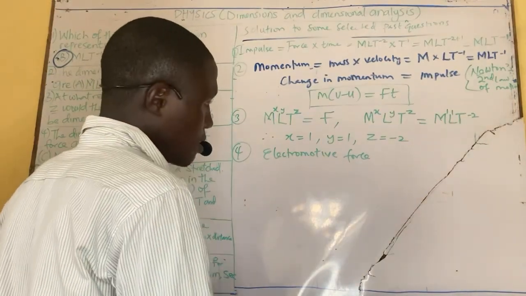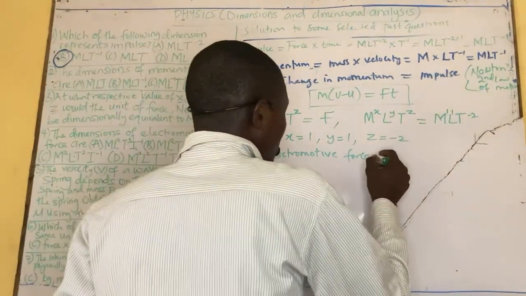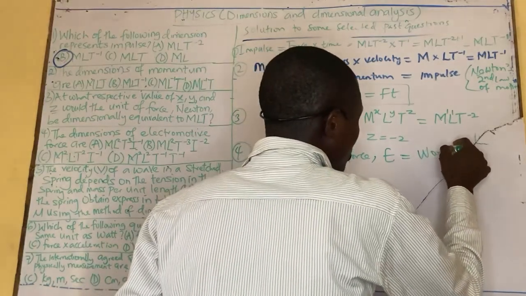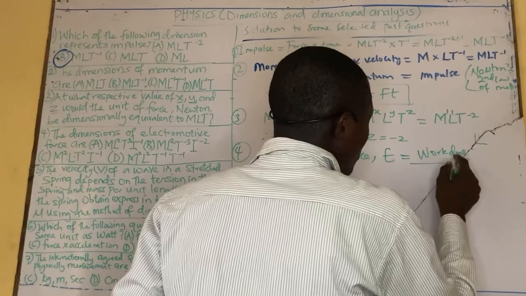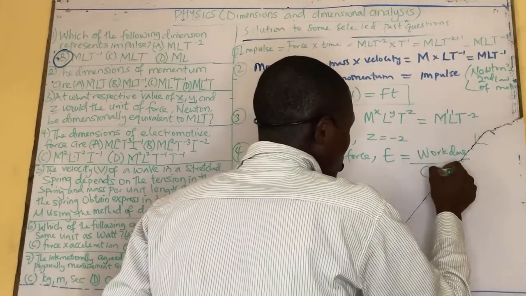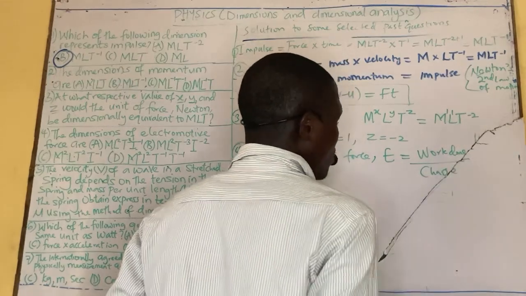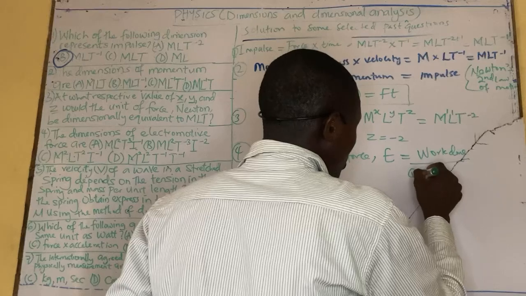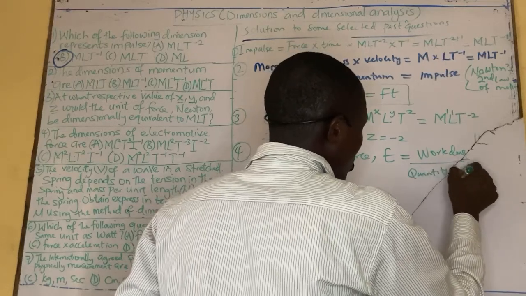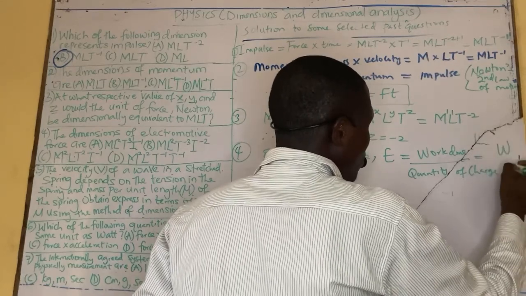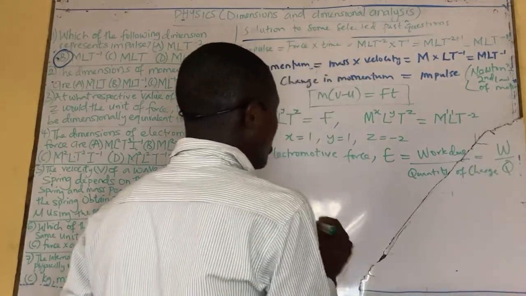Now that is electromotive force, and it is usually denoted by E, which is equal to the work done W all over the quantity of charge Q. Let me write the quantity of charge. Very, very important. So meaning that E equals W all over Q is the formula.